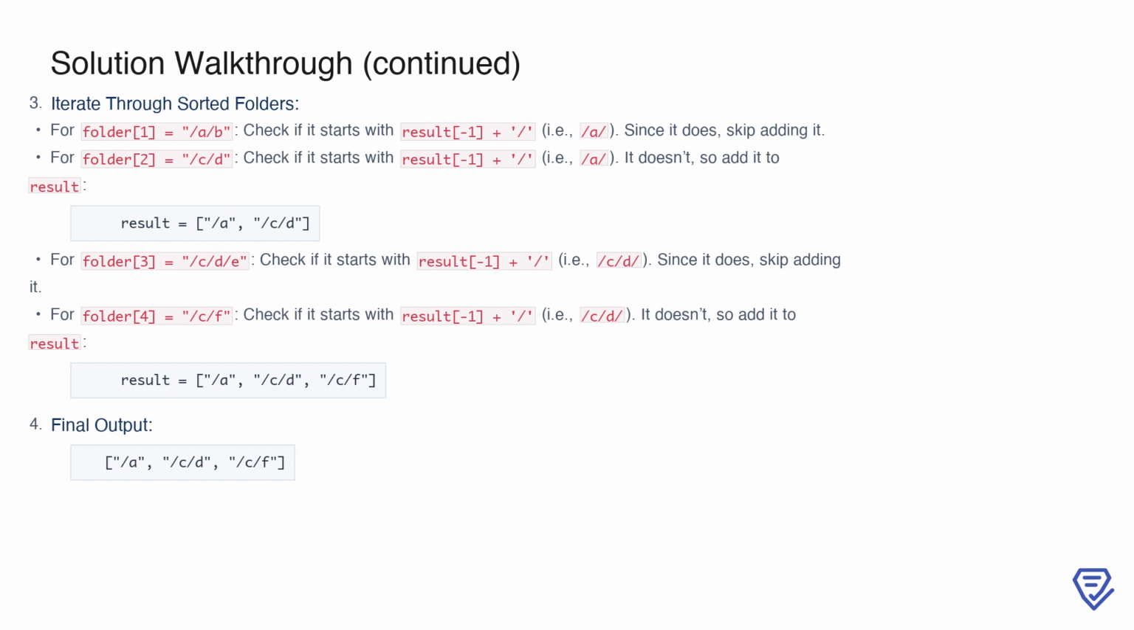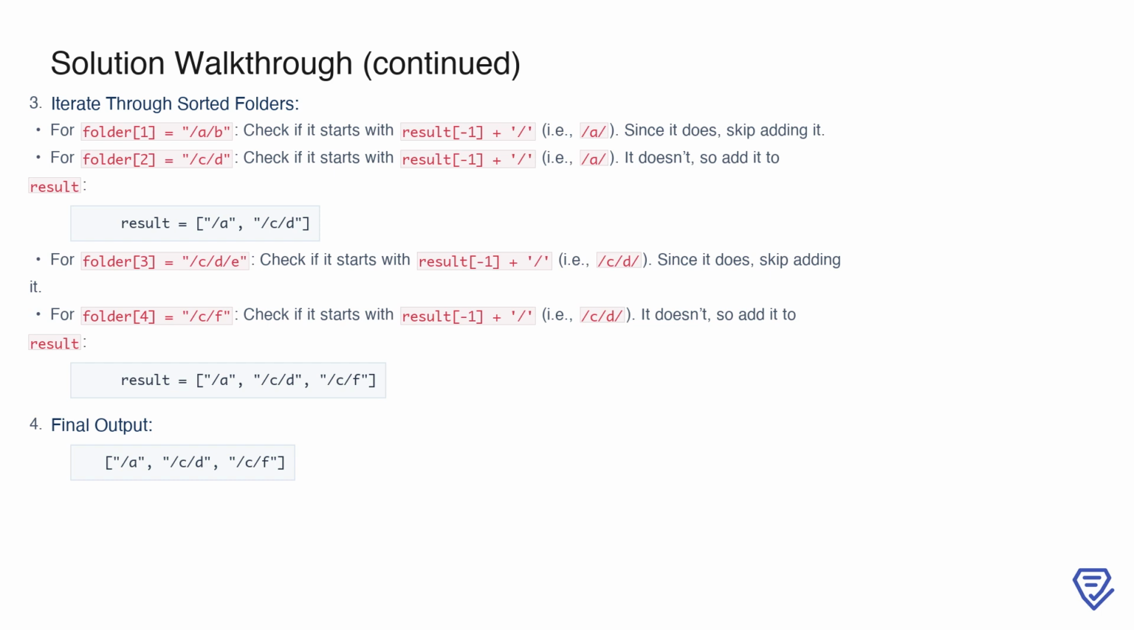Since it does, /a/b is a subfolder of /a and we skip it. Moving on to /c/d, we perform the same check using /a and find that /c/d is not a subfolder of /a. So, we add /c/d to the result list, making the result /a, /c/d. For /c/d/e, we check if it starts with /c/d/ and confirm that it does, so we skip it as well.